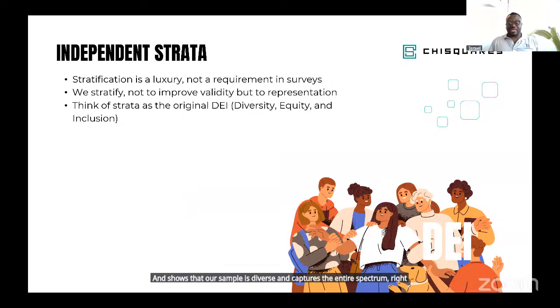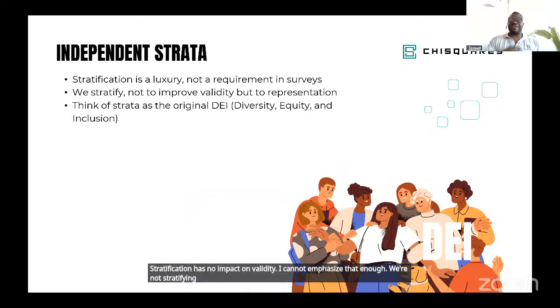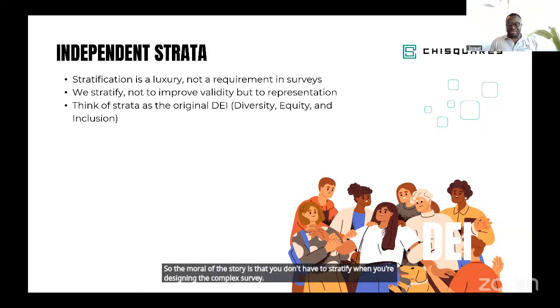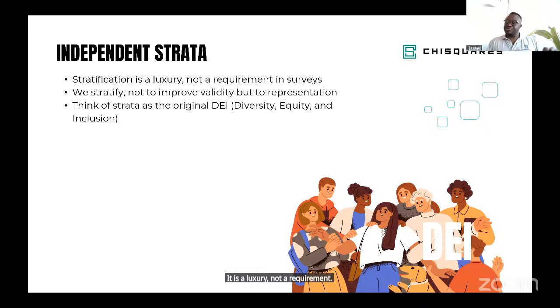So stratification has no impact on validity. I cannot emphasize that enough. We're not stratifying just to improve validity. We're stratifying to ensure that we have precision and we have representation. So think of it as the DEI of study design or of survey design. So that's why we stratify. So the moral of the story is that you don't have to stratify when you're designing a complex survey. It is a luxury, not a requirement. We'll see more of that when we look at the case study for next week.